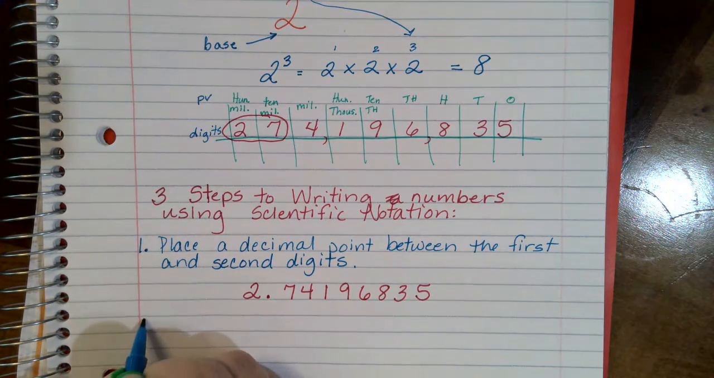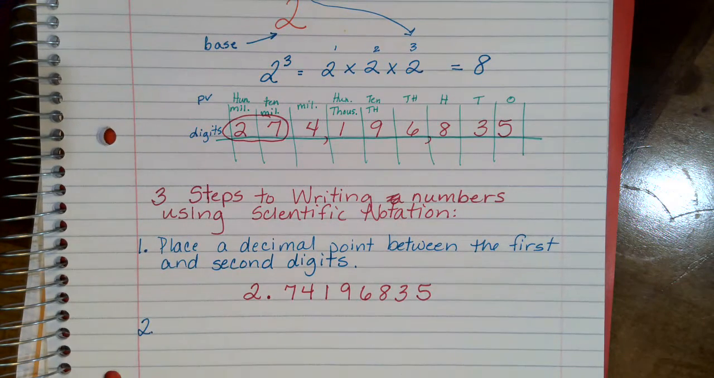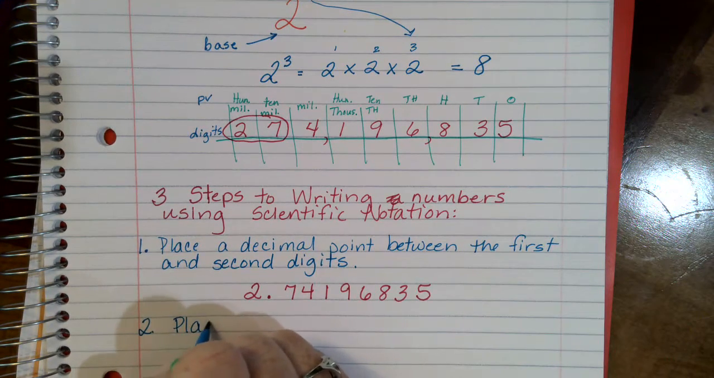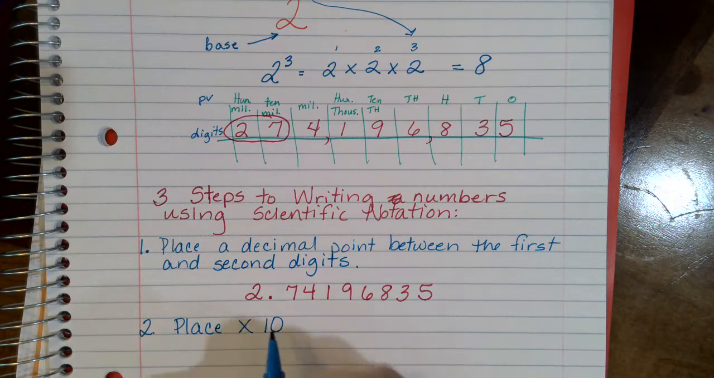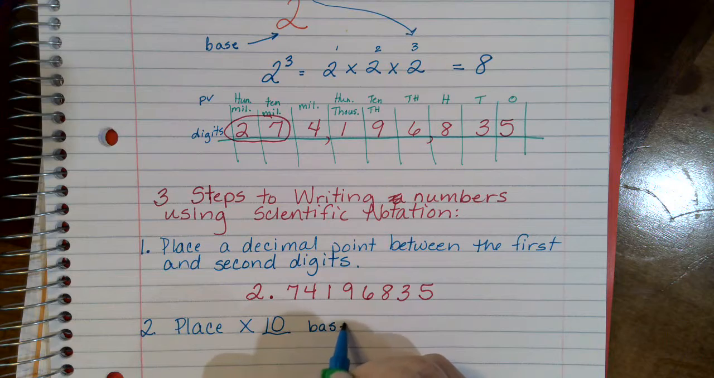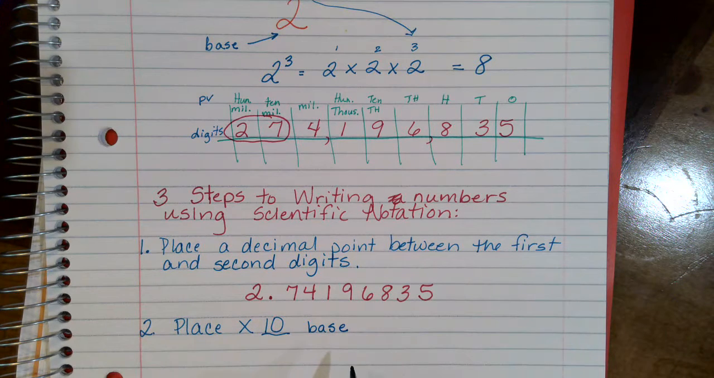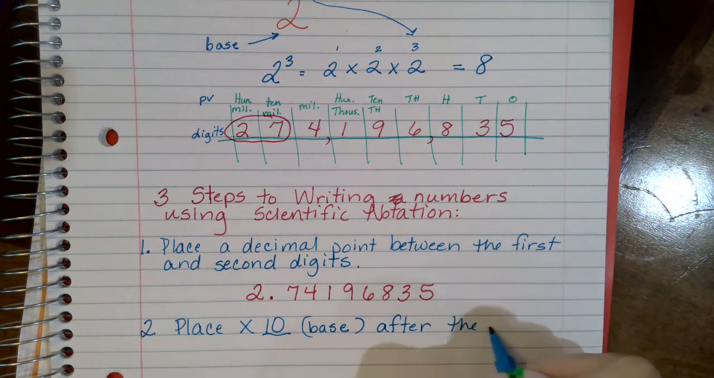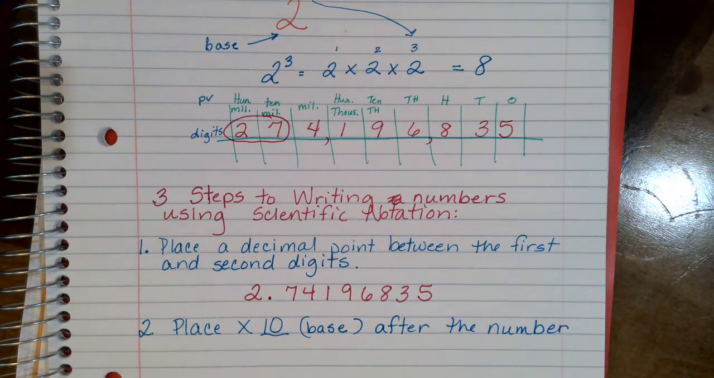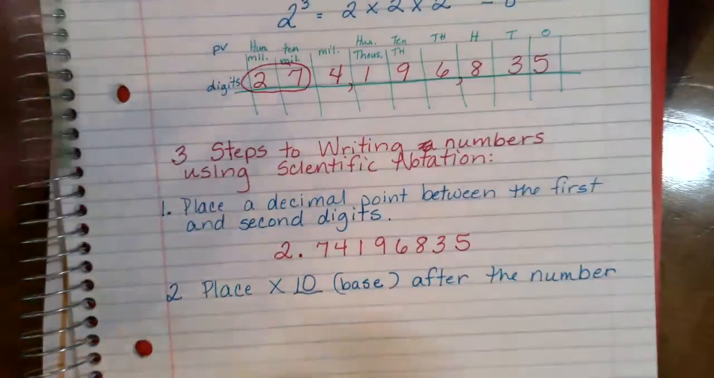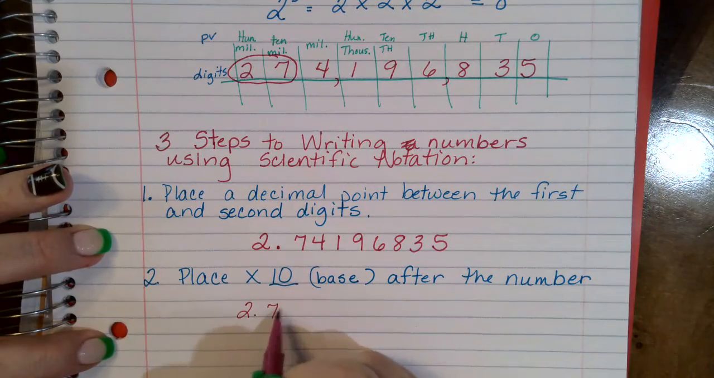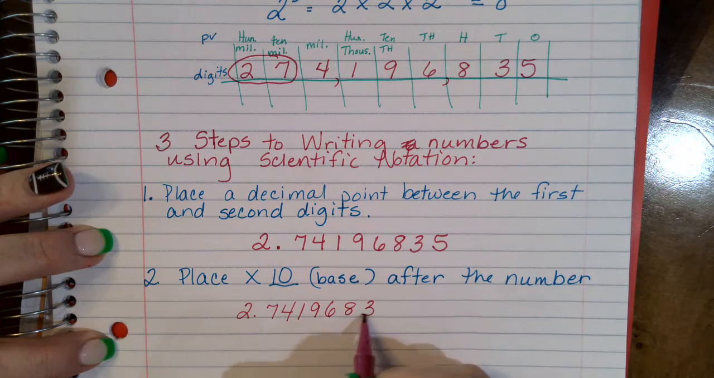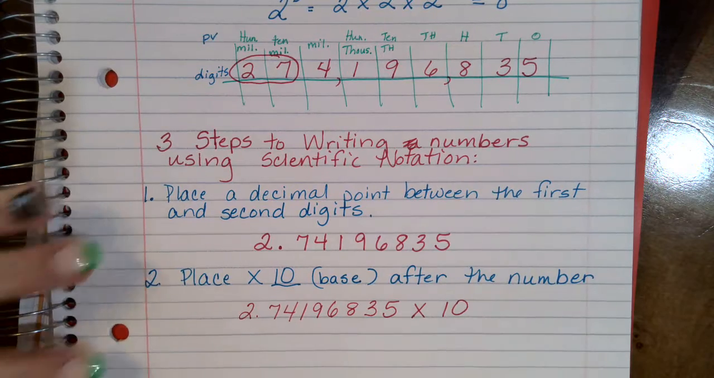The second step is going to be to place a times 10 after that number. 10 is going to be our base, and we're going to have an exponent that goes with this in just a moment. So you're going to place a times 10 after your number. So this number that we just created, 2.74196835, is now 2.74196835 times 10. Now, again, this is our base.